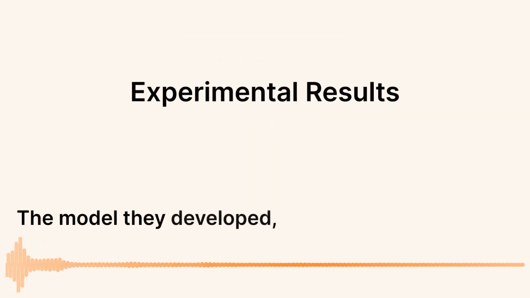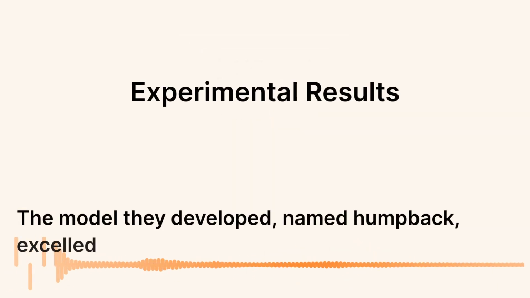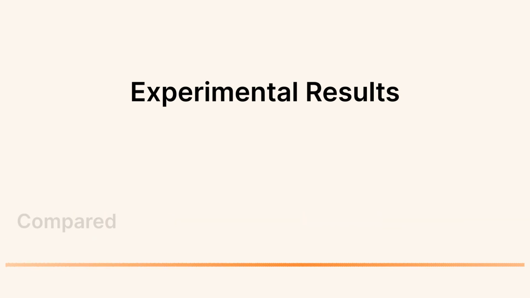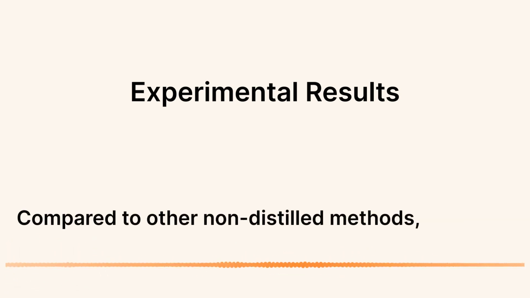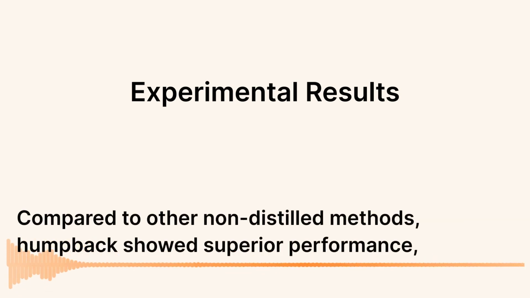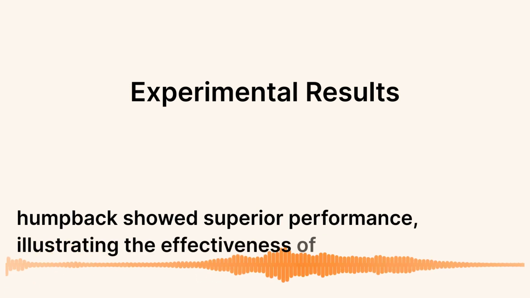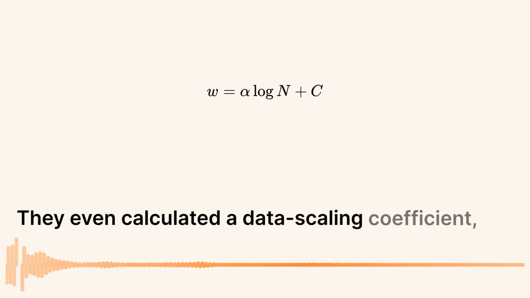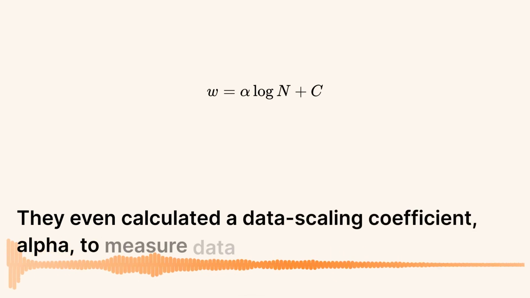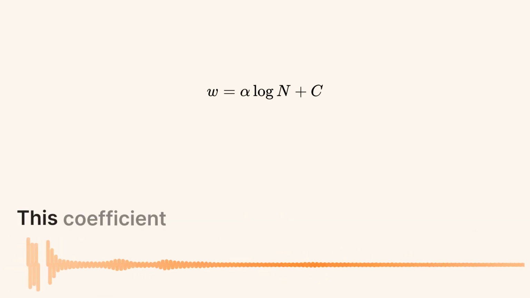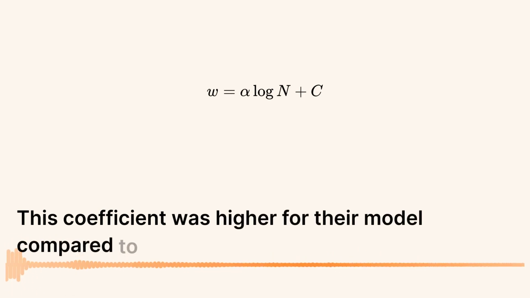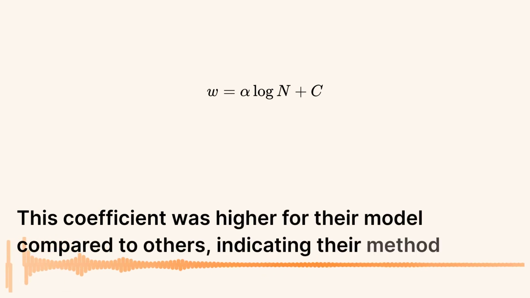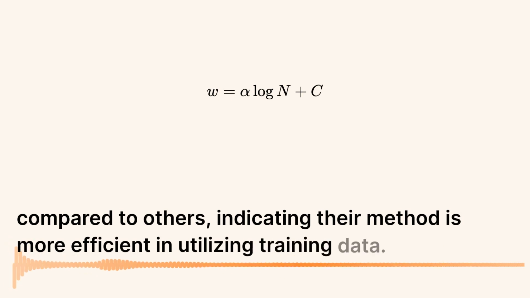The model they developed, named Humpback, excelled on the Alpaca leaderboard. Compared to other non-distilled methods, Humpback showed superior performance, illustrating the effectiveness of this self-alignment approach. They even calculated a data scaling coefficient, alpha, to measure data efficiency. This coefficient was higher for their model compared to others, indicating their method is more efficient in utilizing training data.